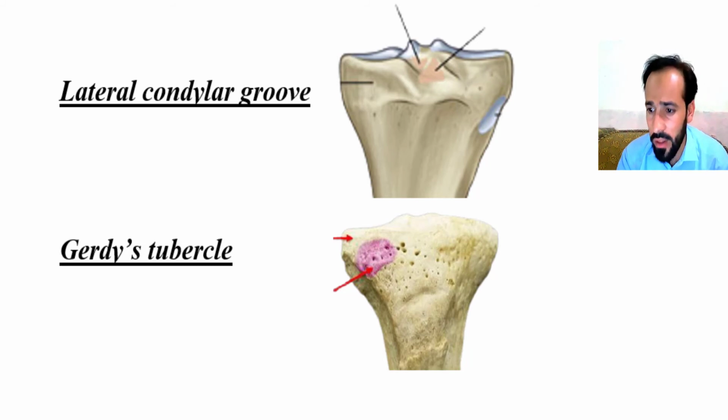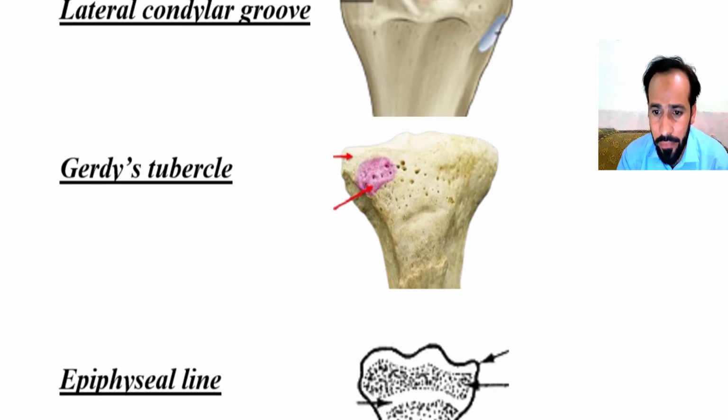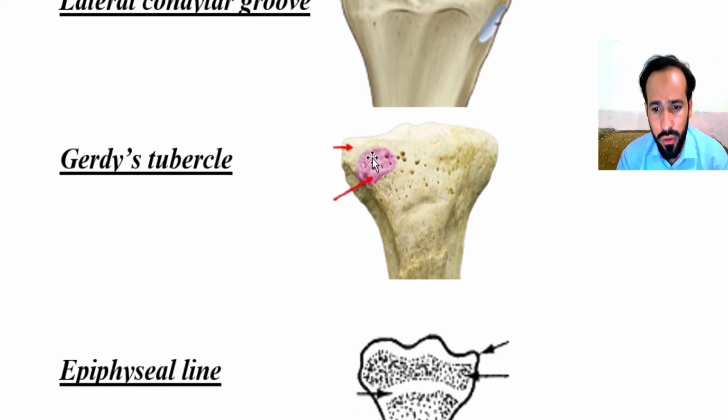Right, friends, then there is another tubercle in the lateral condyle. This is called the Gerdy's tubercle. As it is colored with the purple color, this is called the Gerdy's tubercle.